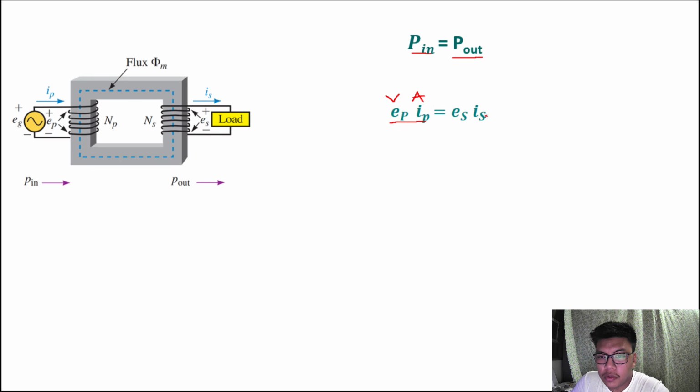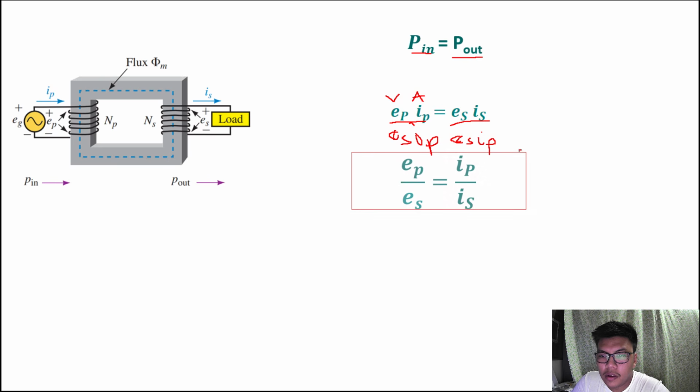So if you're going to divide both sides by E sub S and I sub P, both sides, E sub S, I sub P, so we obtain E sub P all over E sub S equal to I sub P. So meron tayong correction dito.